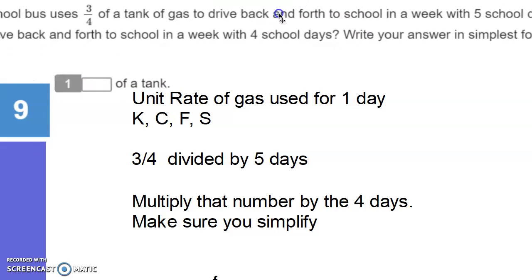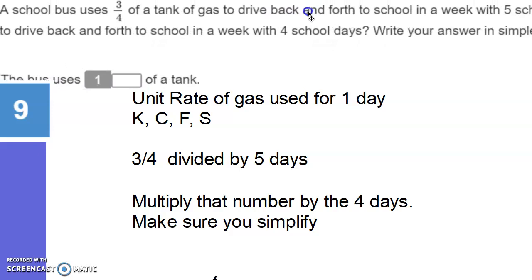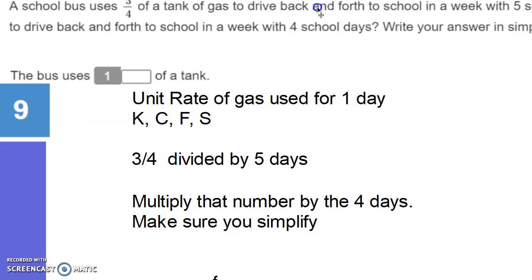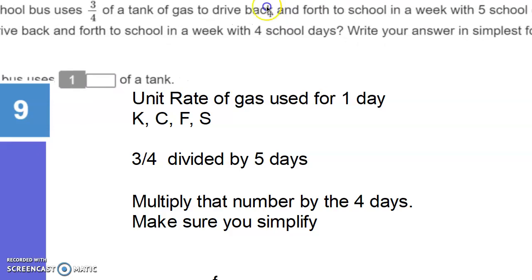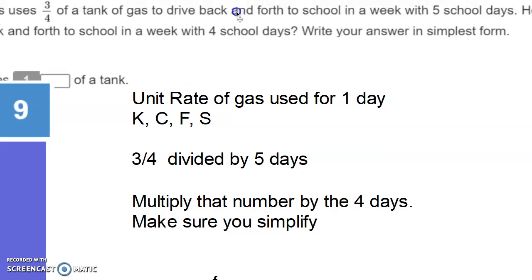Well, maybe one day they're off that week. You know, sometimes you have a Monday off or a Friday off, and they want to know what would it cost just to fill it for the 4 days. So what you have to do first is figure out what the unit rate of gas used for one day is. So you would take the 5 days and divide it into the 3/4.